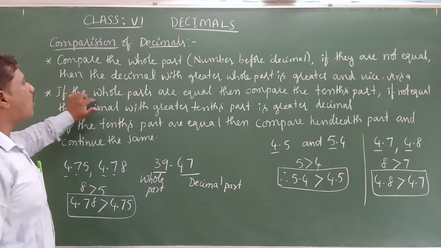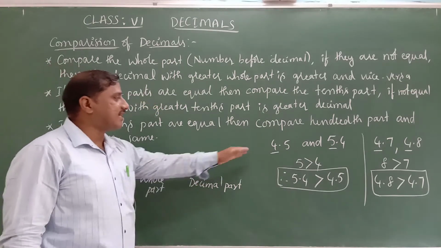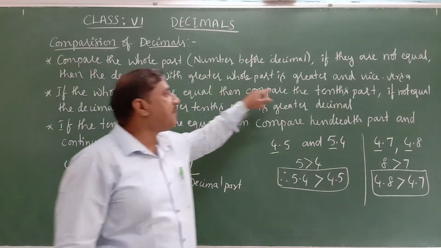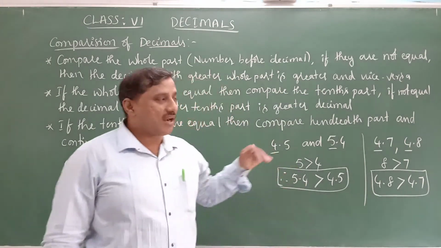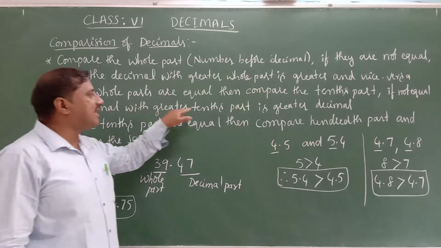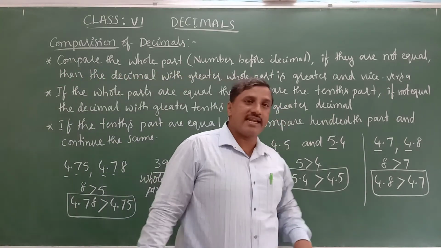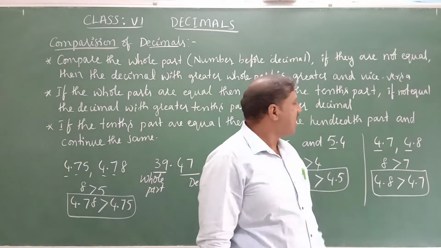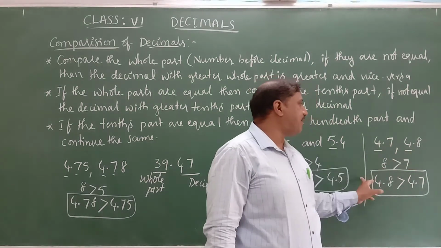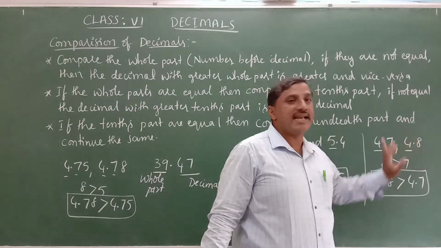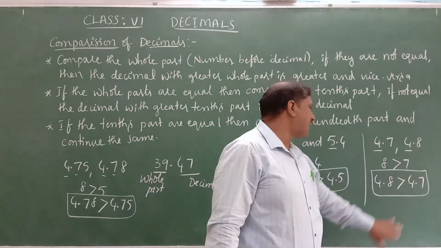Next, if the whole parts are equal, that is the numbers on the left side of the decimal point are equal, then compare the 10th part. If they are not equal, then the decimal with the greater 10th part is the greater decimal. 4.7 and 4.8: here the whole parts are same, then we should compare the 10th parts. 7 is here and 8 is here. As we know, 8 is greater than 7.